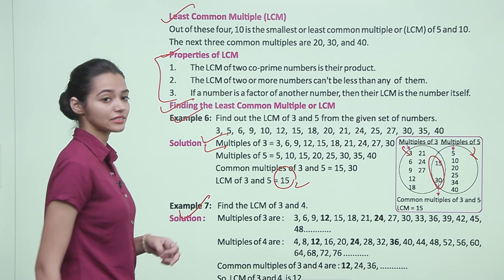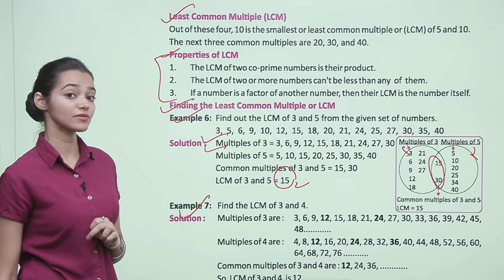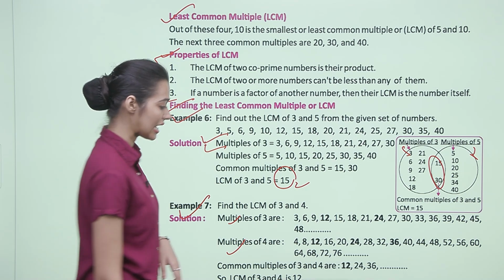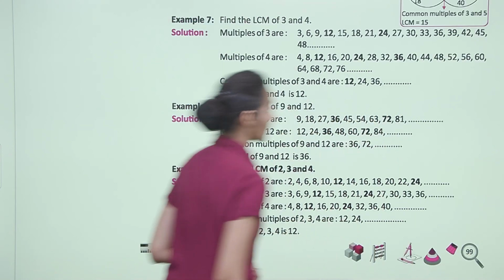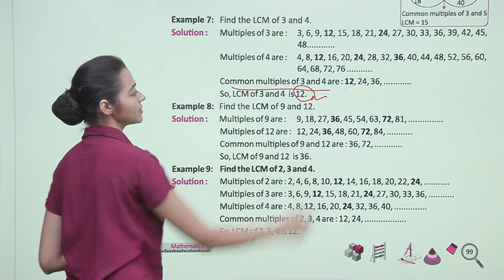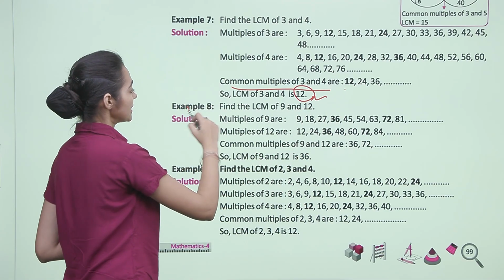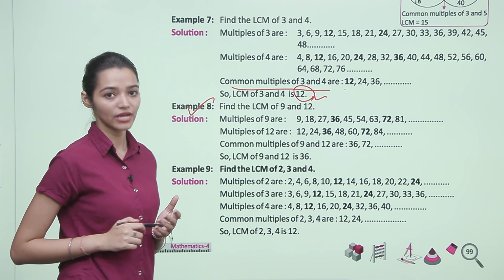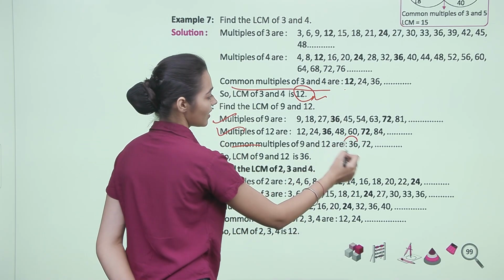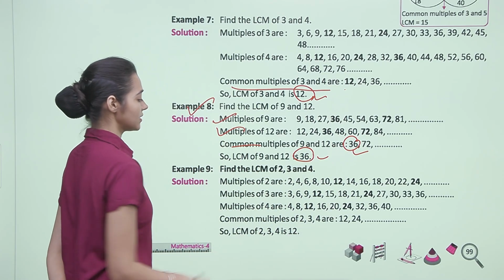Now let's understand example number 7. We have to find the LCM of 3 and 4. Here are the multiples of 3, here are the multiples of 4, and here are our common multiples of 3 and 4. So the LCM is 12. Next is our example number 8. We have to find the LCM of 9 and 12. Multiples of 9, multiples of 12. Common multiples of 9 and 12, our least common multiple is 36, so LCM is 36.